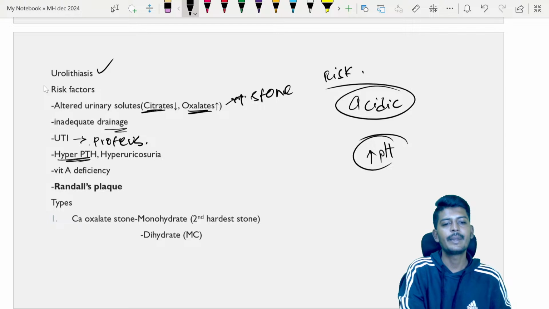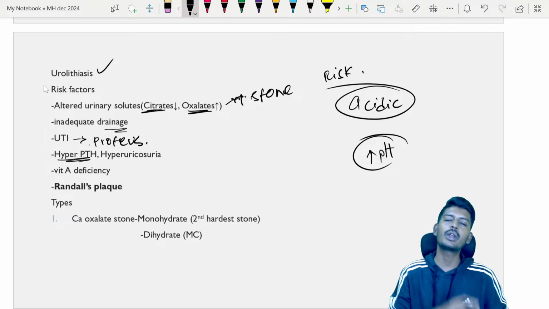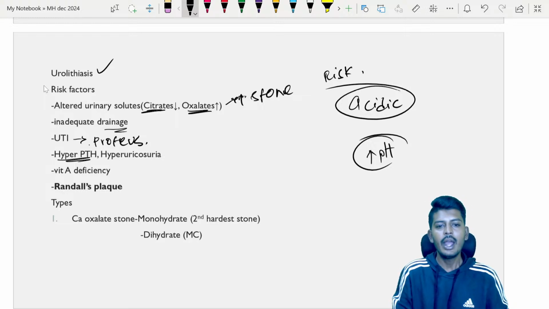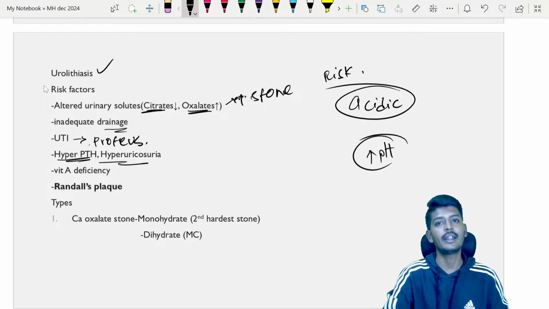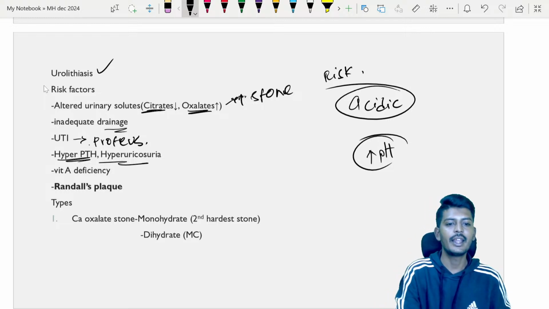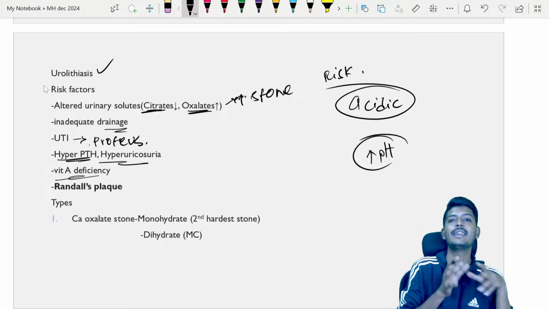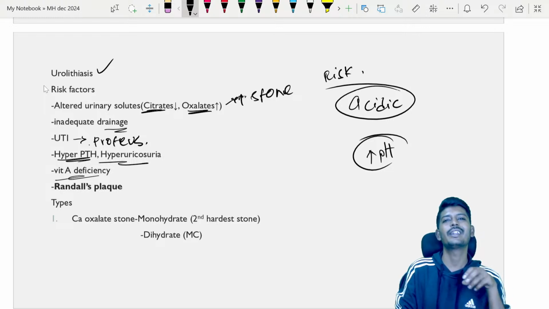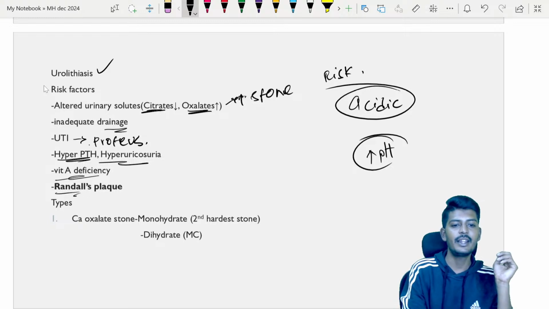Then hyperparathyroidism, because in hyperparathyroid patients they can also develop kidney stones. क्योंकि blood के अंदर calcium ज़्यादा होता है, more calcium in the blood, more calcium enters into the urine, that can also lead to stones. Then hyperuricosuria, excessive uric acid in the urine can also lead to stones. Okay. Then vitamin A deficiency. How does it cause urolithiasis? Because vitamin A and C are mainly required for the healing of the mucosa. So its deficiency, maybe there is a possibility. Okay. And one more disease is there. There is Randall plaque.